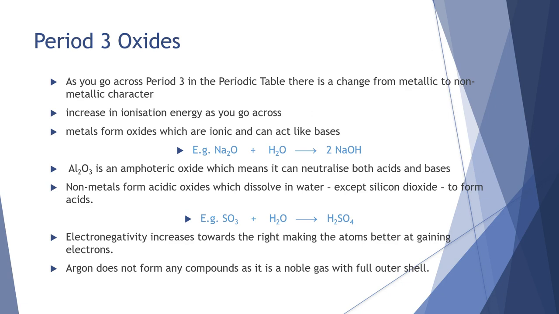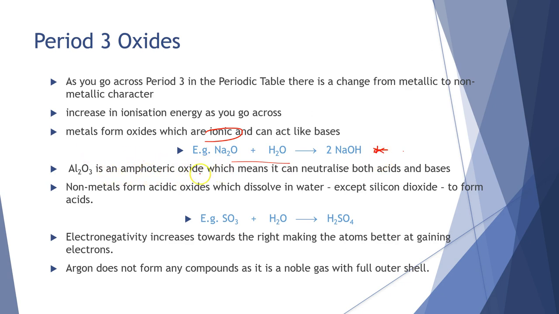The other chemical reactions that we need to know is the oxides of period 3. So as we move across period 3, we move from metallic to non-metallic character, and the nature of the oxides formed with these compounds changes as well. Our metallic oxides are going to be ionic in nature, and when they are reacted with water, they will form hydroxides.